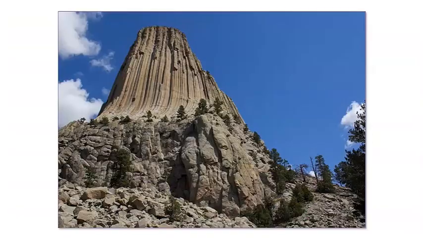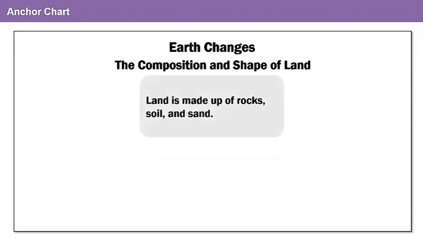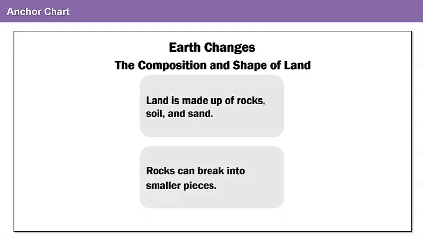And speaking of rocks, do you remember the picture of Devil's Tower? Devil's Tower has several components of land. We realized that rocks are one component of this landform, and that rocks can break into smaller pieces. Look at all the smaller rocks at the base of Devil's Tower. So, can you answer the question, what is land made of? Land is made up of rocks, soil, and sand. And rocks can break into smaller pieces. Great work!